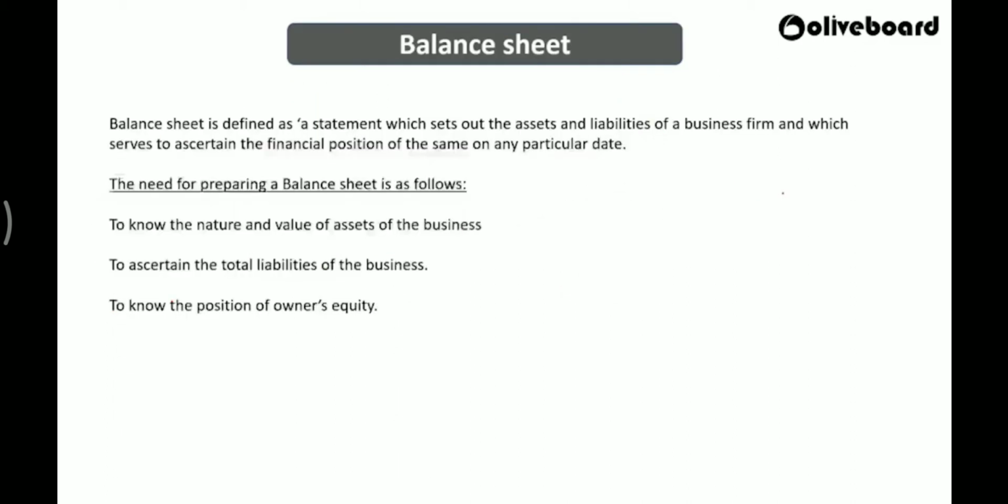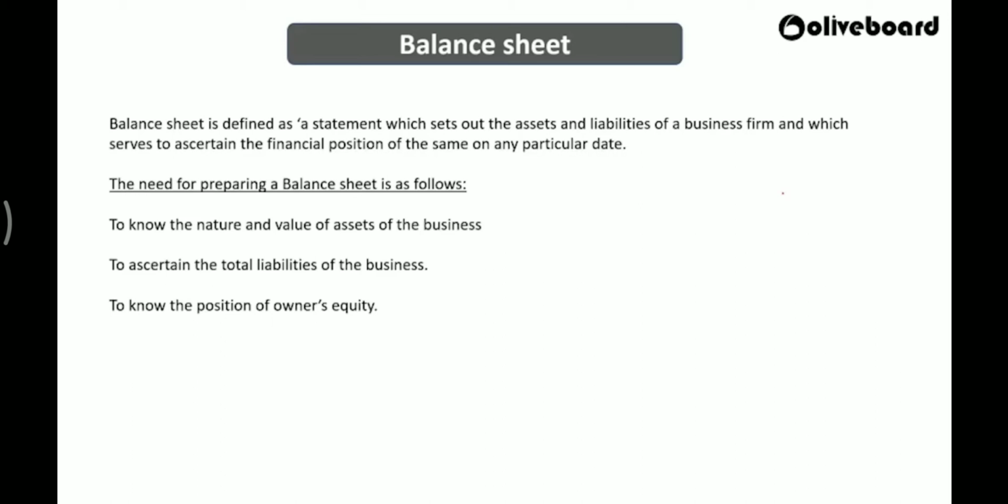This is the format for P&L. Now, the last one is what? Balance sheet. So balance sheet is defined as what? It is a statement, guys, which shows the affairs of the company, which means how much assets the company has owned and how much liability the company has to pay.